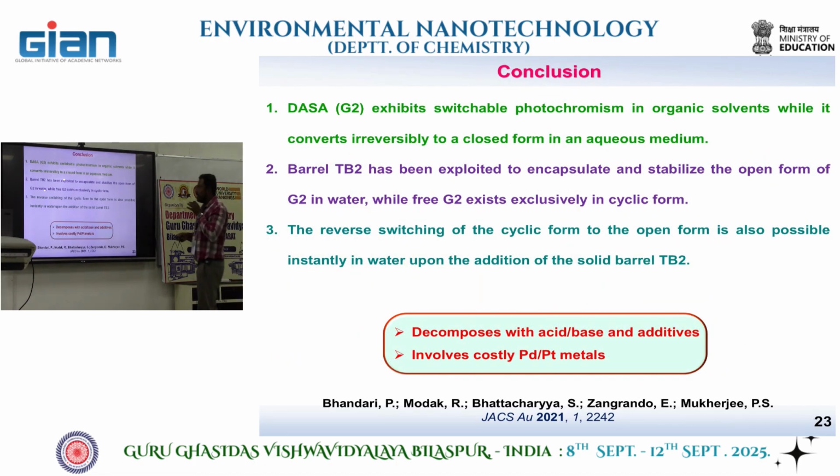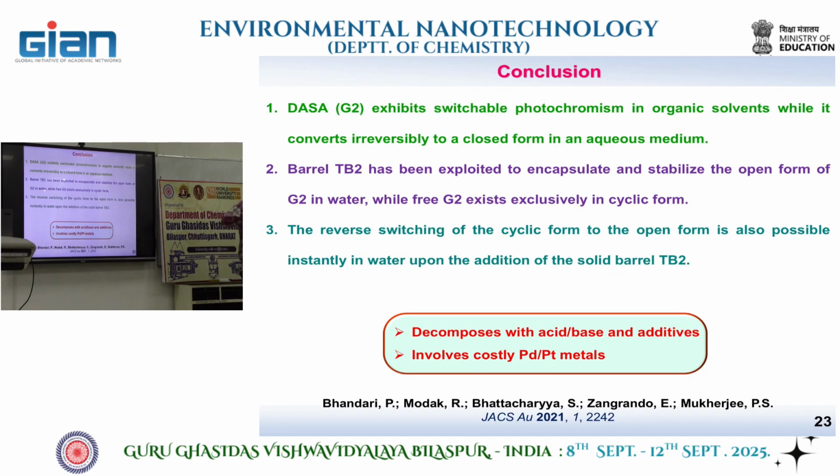And here we have seen that metal coordinator architecture can do some host guest chemistry in water. That is very useful. But the problem is that the metal bond is not that stable. It decomposes in presence of acid base. And also it involves some costly platinum palladium, which have square planar geometry. So those are very expensive.